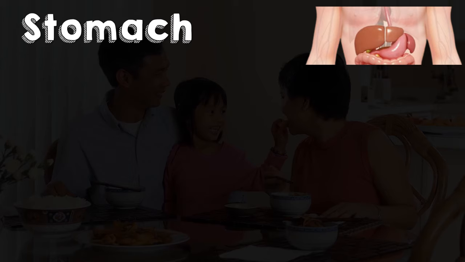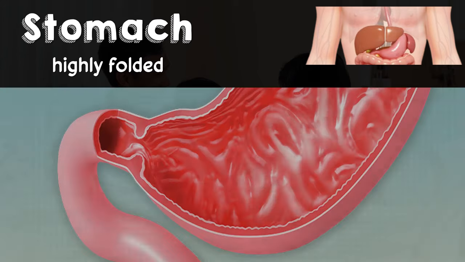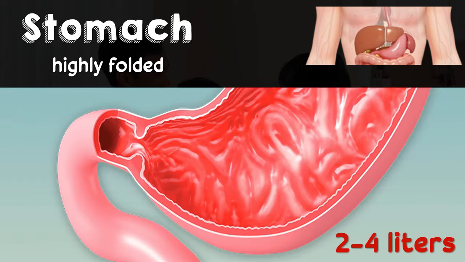The stomach, o ang ating tiyan, is the sac-like, most expanded portion of the food tube. The inner surface of the stomach is highly folded, allowing it to collapse when empty and expand o lumalaki as food fills it. Thus, it can expand and hold up to 2 to 4 liters of food and liquids when full.